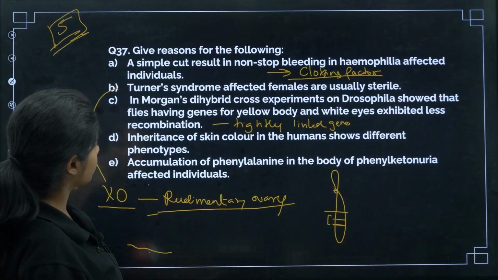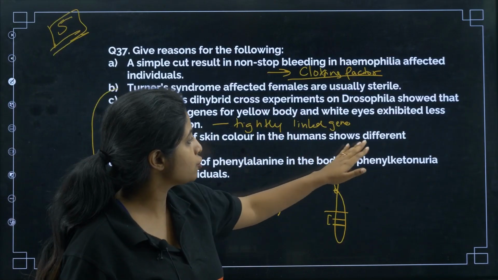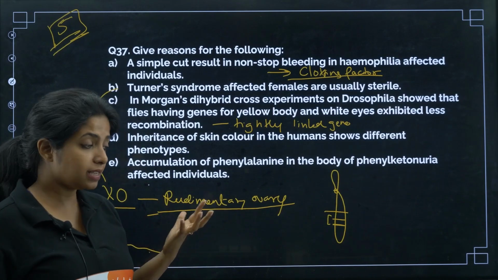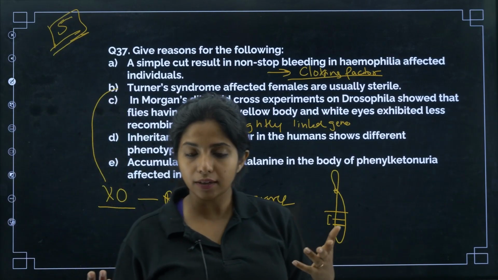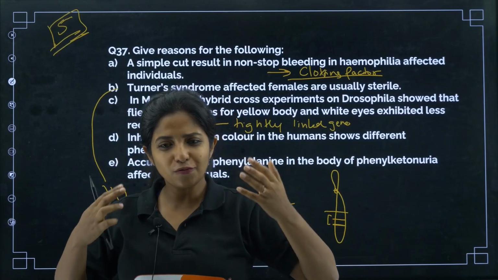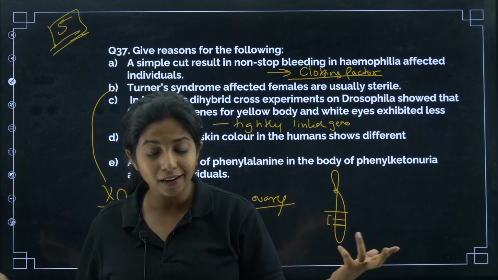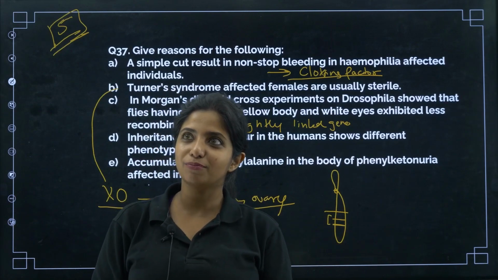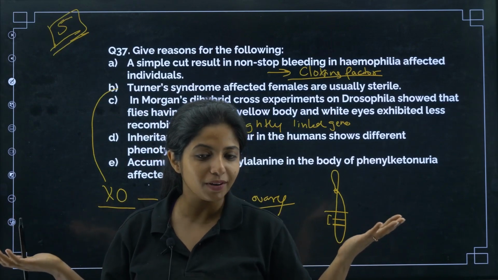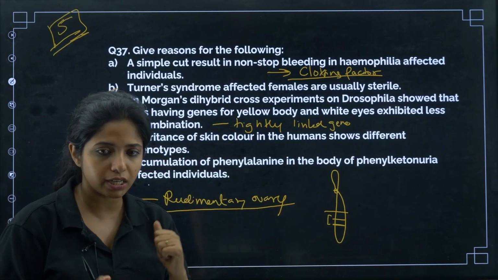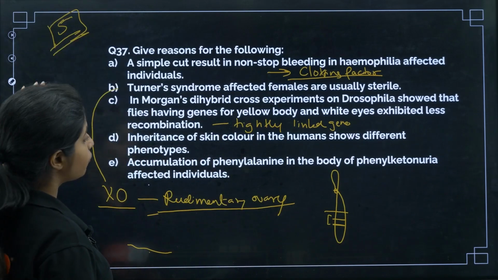Okay. Now, inheritance of skin color in humans shows different phenotypes. Why do you say different phenotypes? In skin color, do we have the same skin color? No, some people are very fair, some are wheatish, some are dark, but still every one of them is beautiful. But why is there a difference in color shades, my dear children? Why do we have different phenotypes?